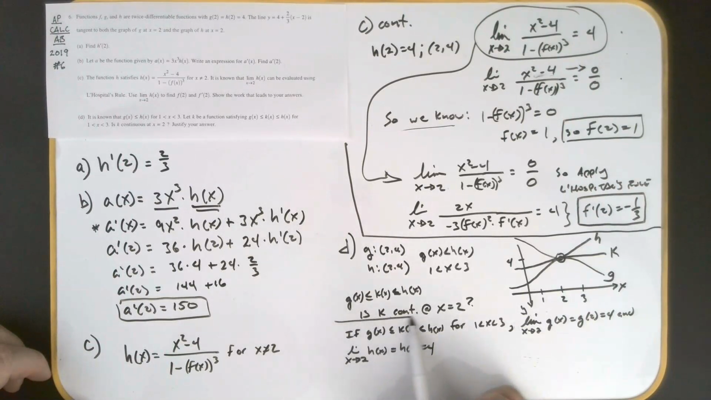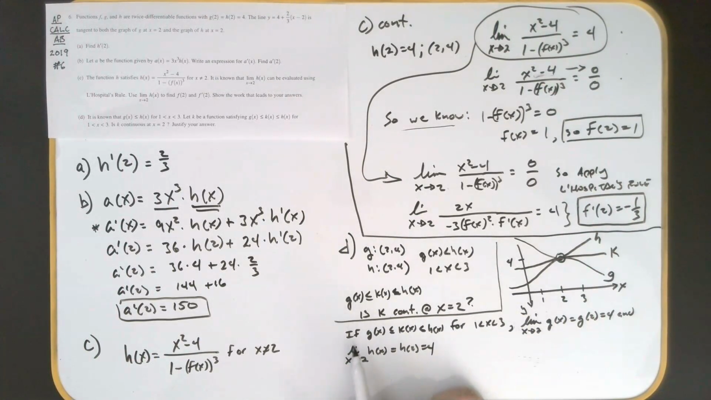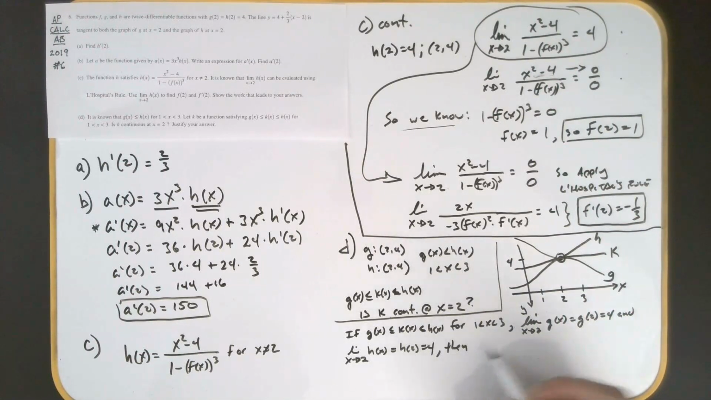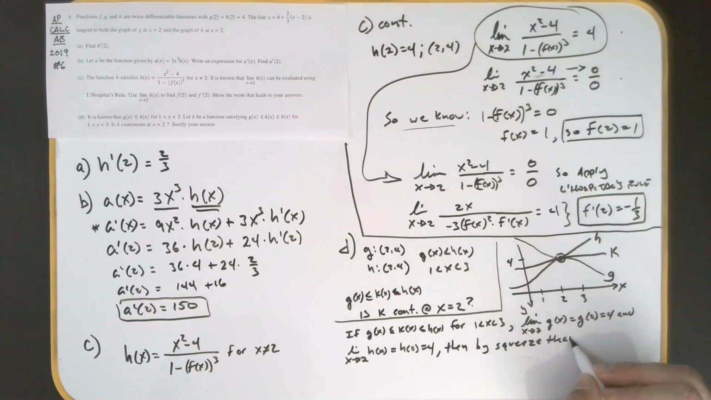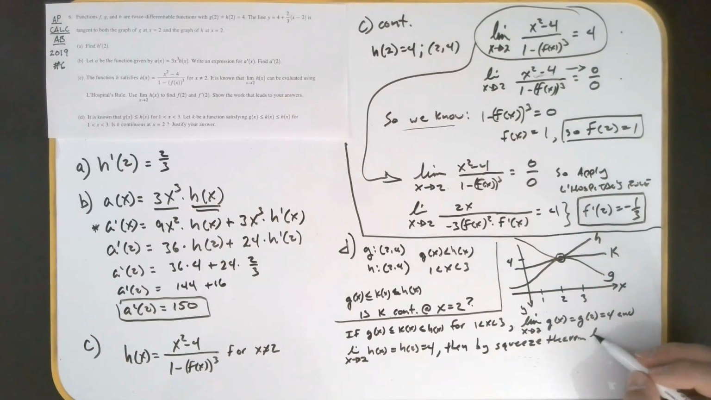Okay, so I'm going to draw a line here just to get our question out of the way. So is k continuous at 2? Well, if g of x is less than k of x is less than h of x for x between 1 and 3, the limit as x goes to 2 of g of x, as g of 2, is 4, and the limit as x approaches 2 of h of x, as h of 2, is 4. This is all given information. Then, here's my then statement, then by the squeeze theorem, the limit as x approaches 2 of k of x is equal to k of 2, which would equal 4.